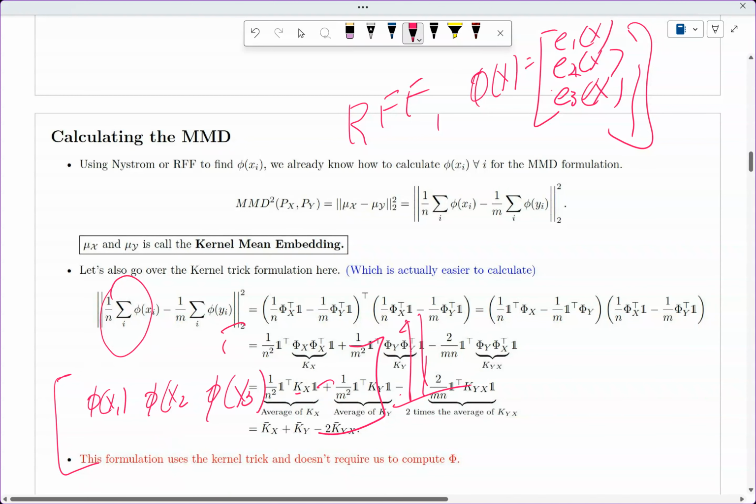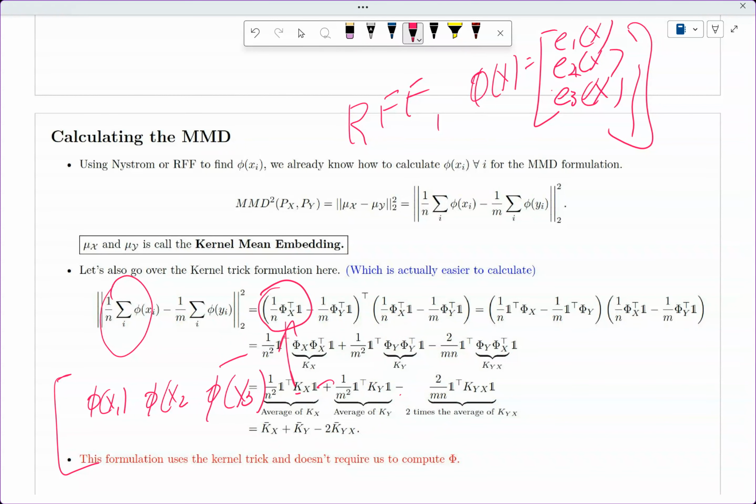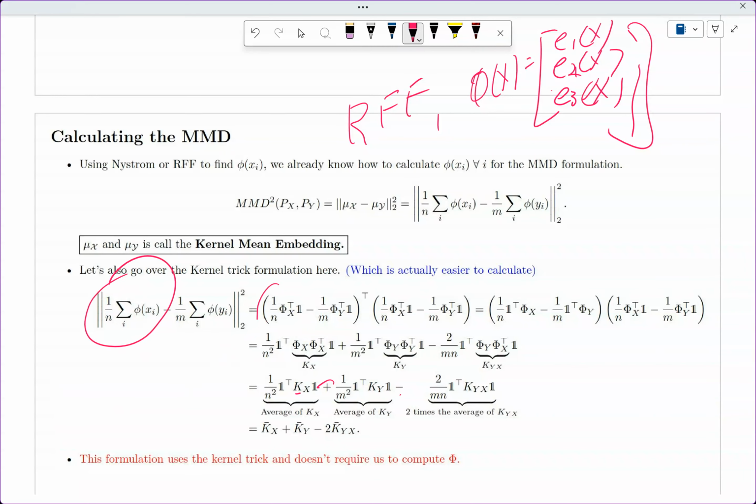So this right here is phi transpose times the vector 1. This is how we get phi transpose times vector 1. And if you divide it by n, then you're going to find the average point. So this right here is equivalent to this. And with a similar idea, you can just average all the points, divided by m if it has m points. And then we take the square.